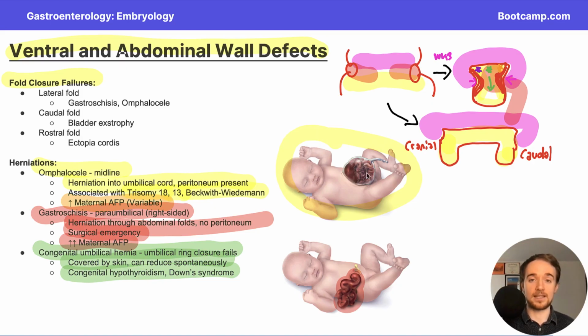Omphalocele not covered by skin, but yes, covered by peritoneum. Gastroschisis covered by no peritoneum, surgical emergency, and associated with a rise in maternal alpha-fetoprotein. Make sure you're not mistaking that for spina bifida. And then whether or not it's associated with another condition, including trisomy 18, 13 and Beckwith-Wiedemann for omphalocele, or congenital hypothyroidism or Down syndrome for your congenital umbilical hernia.